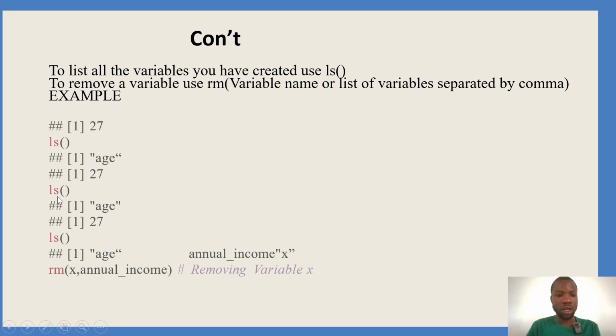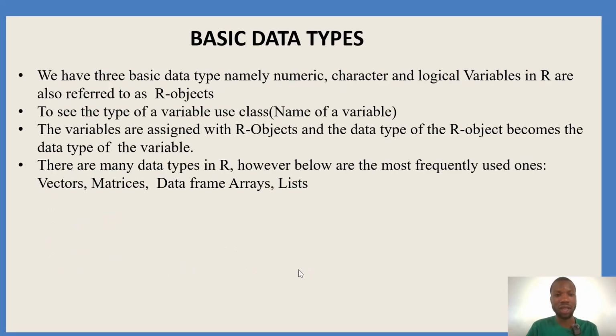And this is an example. You are trying to see all the variables you have generated, so ls brings you all variables you have created in the R environment. And here, this is remove. We are removing the variable called x, and also the variable called annual income. That is one example of how we can remove variables since we don't need them. The basic data types in R programming: we have three basic data types, namely numerical, character, and logical variables.